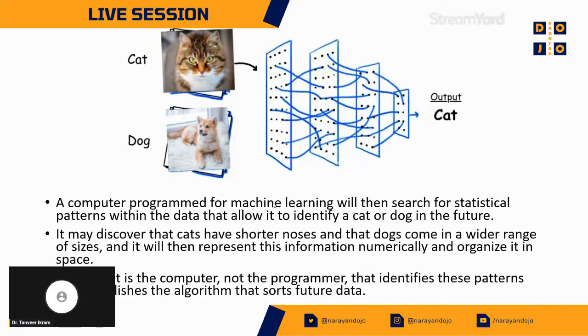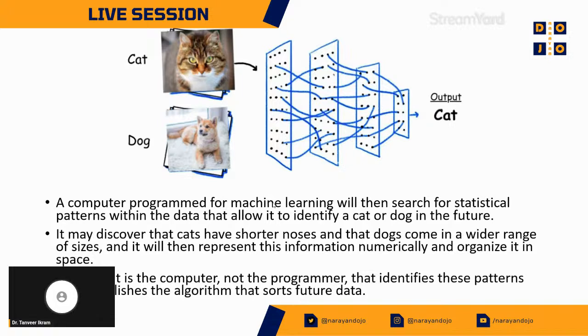We will not go deep into statistical patterns. You just note that there is something called a statistical pattern at the moment. It may discover that cats have shorter noses and dogs come in a wider range of sizes, and it will then represent this information numerically and organize it in space. The computer will check the difference between the noses of cats and dogs, and that is the main point from where it will be able to identify.